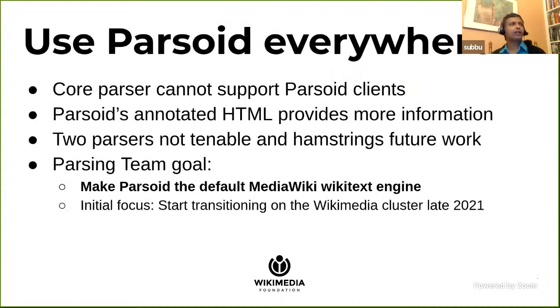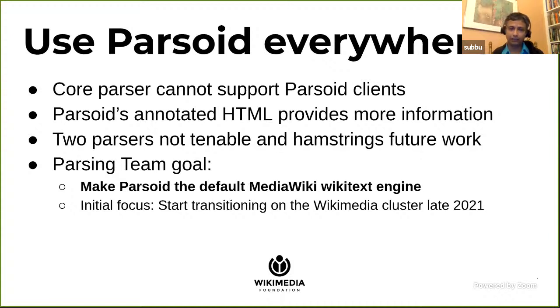So given that we have two parsers, and given that the core parser cannot really support the clients of Parsoid, and given that Parsoid's annotated HTML provides more information, it's only natural that we want to consolidate behind Parsoid. It really doesn't make sense to maintain two parsers in the long run. So one of the goals of the parsing team over the last few years is to make Parsoid the default wikitext engine for MediaWiki.